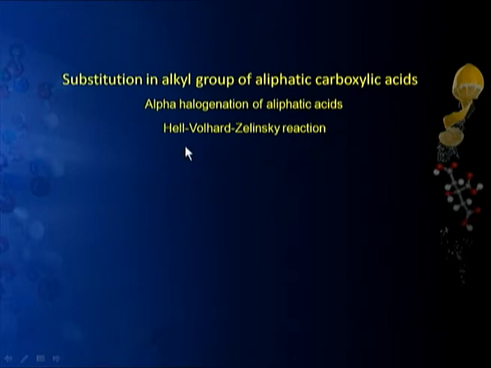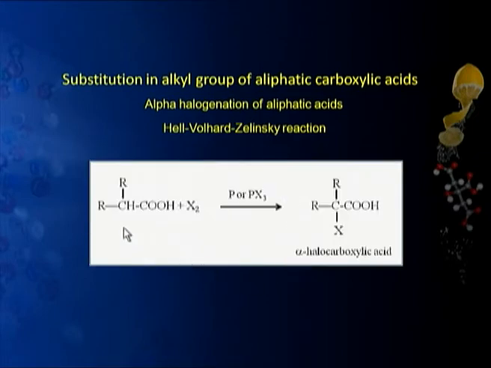It is called the Hell-Vollhard-Zelinsky reaction. In this reaction what happens? Say this is a carboxylic acid and it is treated with halogen. The reaction is carried out in presence of phosphorus or phosphorus halide. One of the hydrogens at this alpha carbon gets substituted by the halogen and we get alpha halocarboxylic acid.